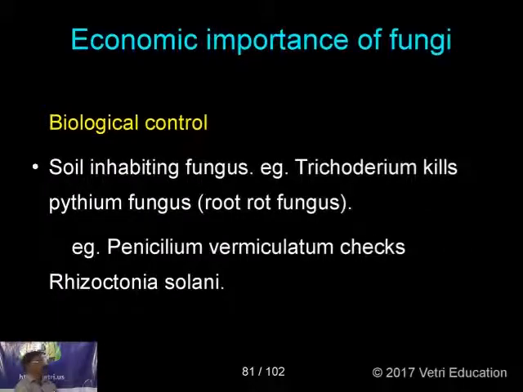The next thing is biological control. Just like in bacteria we learned that Bacillus thuringiensis is a biological control to kill the caterpillars of plants, in the same way here also some biological controls are there. Some soil inhabiting fungi, like Trichoderma, kill the Pythium fungus. This is also a fungus. It causes root rot disease in plants, and the plant will die. So that fungus is eaten by Trichoderma.